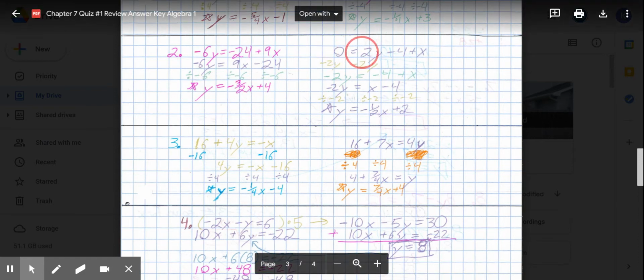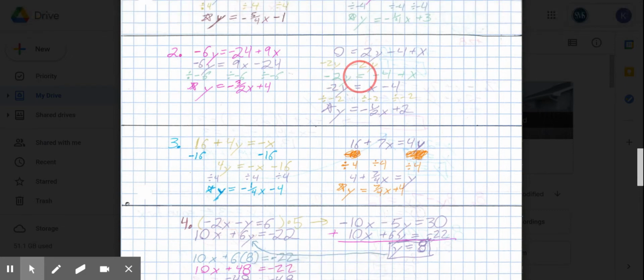The other one, 0 equals 2y minus 4 plus x. We can subtract the 2y from each side, so we have negative 2y equals negative 4 plus x. We could rewrite that right-hand side so x is first, so that'd be negative 2y equals x minus 4. Divide everything by negative 2, and y would equal negative 1/2 x plus 2.